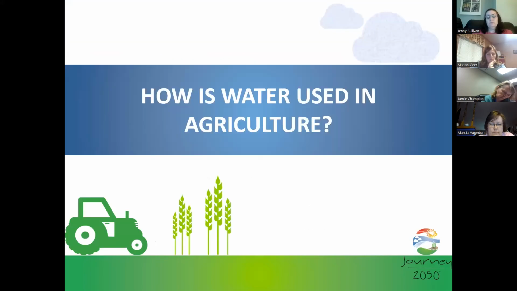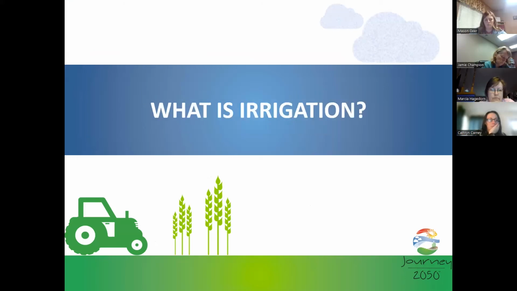So we're talking about water. And in Iowa, Iowa is different than a lot of the countries we're talking about in Journey 2050, right? We don't irrigate really much in Iowa. We're not as worried about conservation of water in that sense. But in a lot of places around the world, that is something that people need to think about.